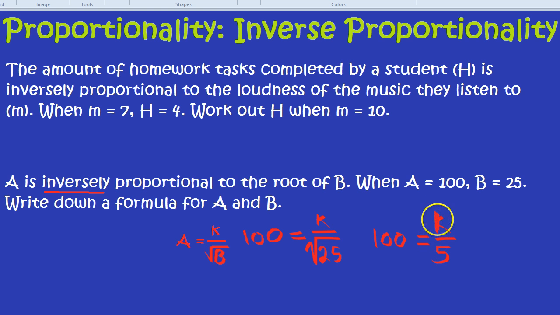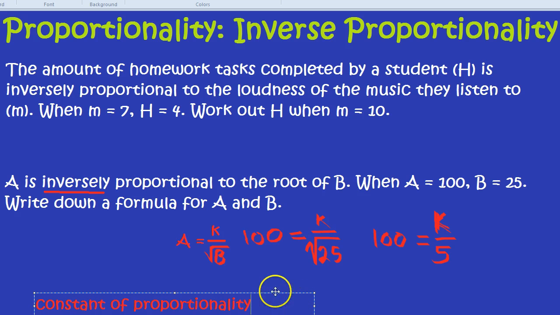How do we get rid of that annoying 5? And by the way, if you're wondering, is it always K? K is always the letter we use for the constant of proportionality. That's what it's called, the constant of proportionality. It's just a useful letter to help us solve these kind of questions. Don't worry too much about that. To get rid of this divide by 5, we times both sides by 5, just like we did in the previous question.